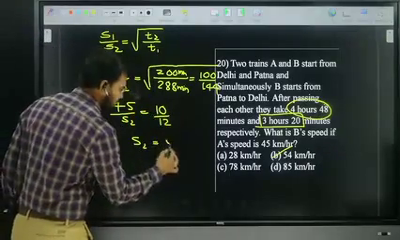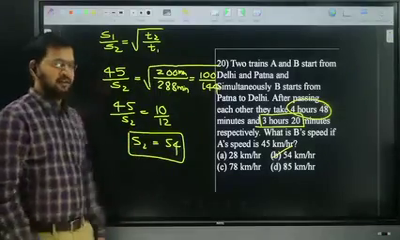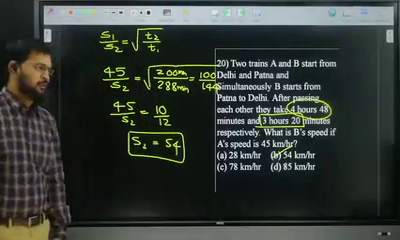Get cancelled. S2 is equal to what? 54. Your answer is 54 kilometers per hour. All of you okay? Very good. Just make a note.